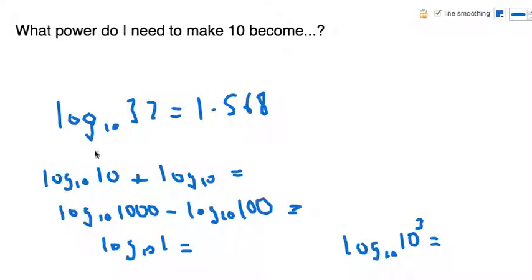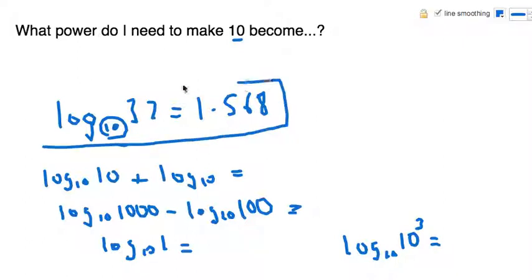As long as 10 is the base, as long as you have 10 down here, whatever number is down here, that number depends on what number is down here. What power do I need to make that become the next number? So what power do I need to make 10 become 37? 1.568. So that's the notation that we use to solve those problems. But it's just the reverse of a power, that's all. It's just saying, I don't know what the power is, but I do know what the answer is. What could it be?